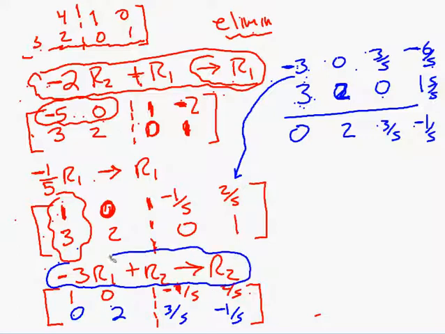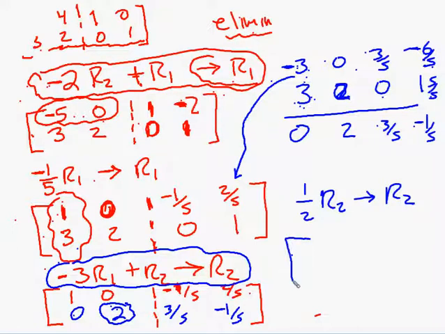That's a row operation. I'm almost there. I need to get a 1 right here. So I'm going to do 1/2 of row 2 and put that answer into row 2. All right, so I'm not doing anything to row 1 at all.